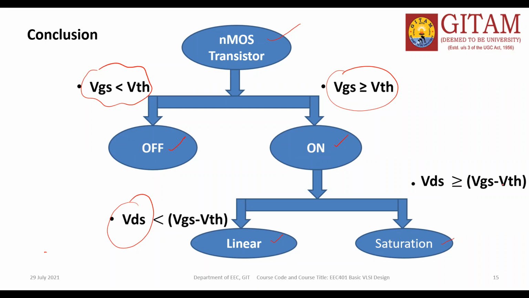In the next class, we will see what kind of current equation applies when the transistor is off, and when the transistor is on. We will see that in the second unit. So far we have considered only the qualitative analysis of MOS transistor operation. We stop here today. We will see the remaining things in the next class.